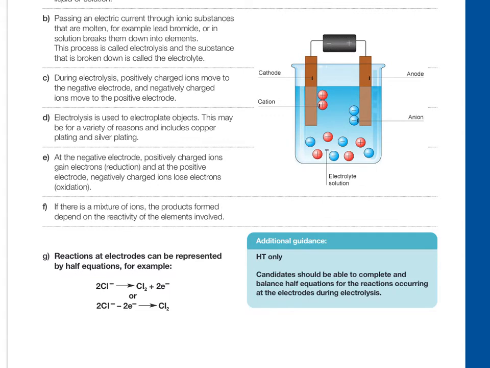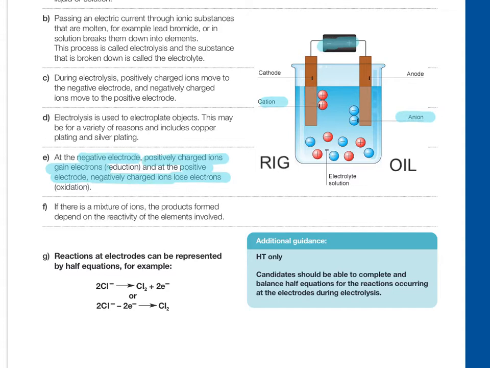At the negative electrode, the cathode, the positively charged cations will gain electrons. So your positive cation will gain electrons from the negative part of the electrode. At the positive electrode, the anode, your negatively charged anions will lose electrons. So they are currently negative and they will lose their electrons to the positive anode. The negative electrons will be attracted to the positive anode. These processes are known as reduction and oxidation.